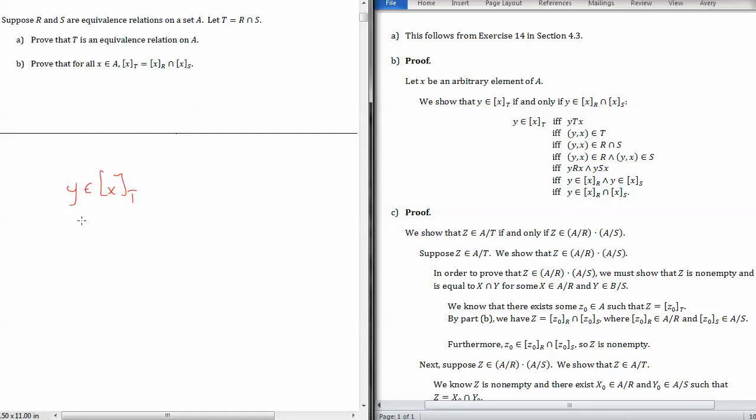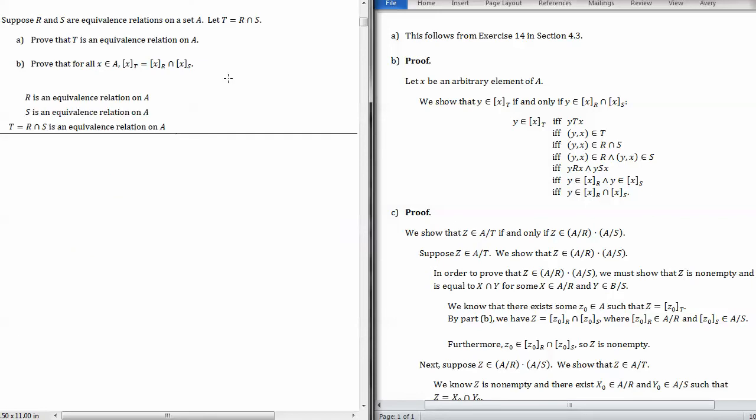It basically means that Y is related to X by T, okay? Or the ordered pair YX is contained in T, and that means that it's contained in R and S, right? So Y is related to X by R and by S, and that's exactly what it means for Y to be in the right side here. It means that Y is in the R equivalence class, so Y is related to X by R, and Y is in the S equivalence class, so Y is related to X by S. All right, so I think this is believable, and you'll see that's basically what happens when we work out the logic.